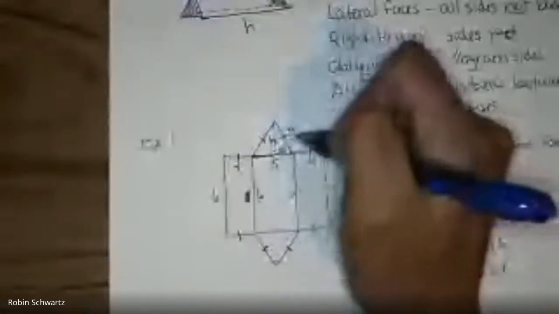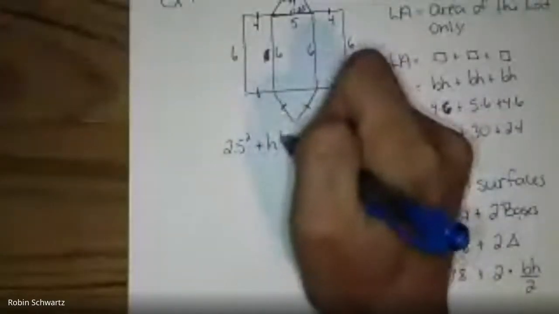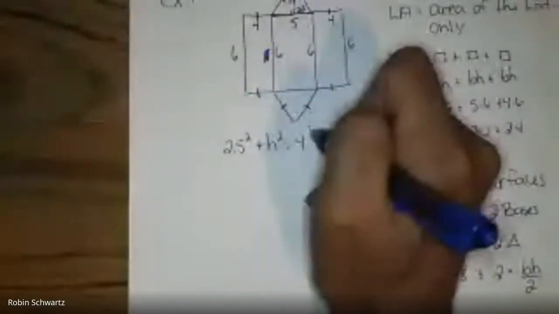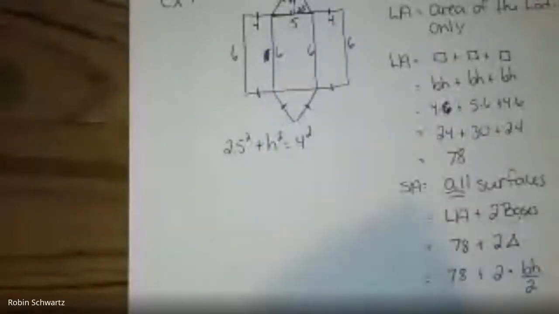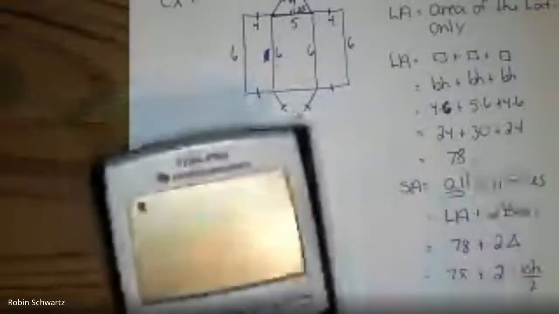So now I can Pythag it with leg squared plus leg squared equals hypotenuse squared to get that value. All right, so it's 2.5 squared plus h squared equals 4 squared. So if I do all the work here, I can do this on one line. So 4 squared, subtract 2.5 squared, and square root that. The height is about 3.12.